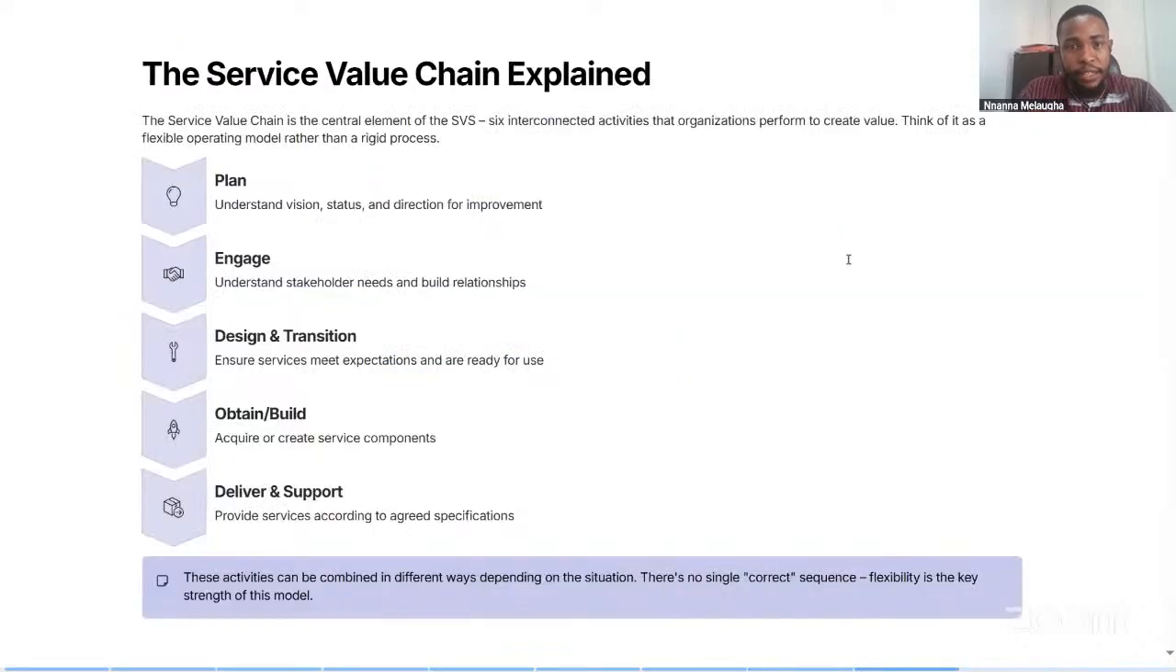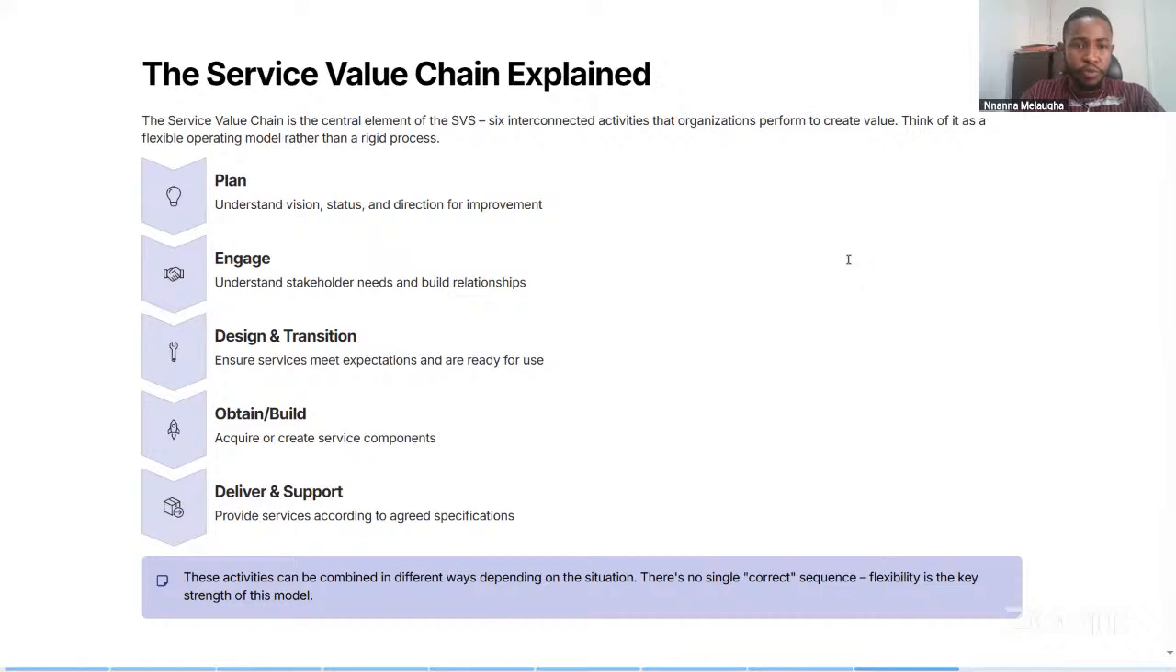Then, yeah, the service value chain explained. Looking at this, think of it as a flexible operating model. It's not a rigid process. It's not something like, oh, you have to do this before you do this. It's flexible. You can iterate, right?